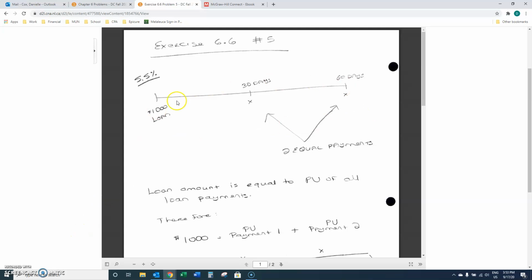So as you can see, the starting point should always be drawing your timeline so that you can visualize what it is you need to calculate.